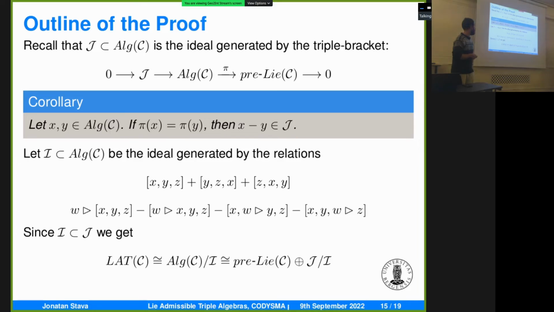So I could also split this up and say that our freely admissible triple algebra is going to be the free pre-Lie algebra plus something, not the whole ideal J, but some of it.